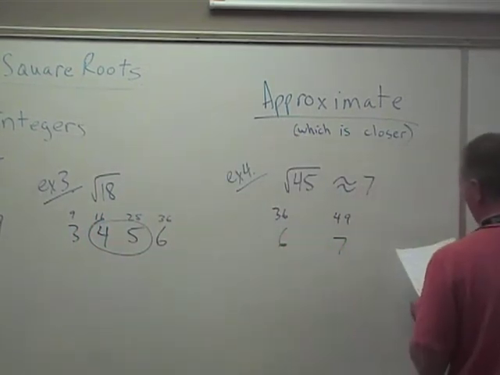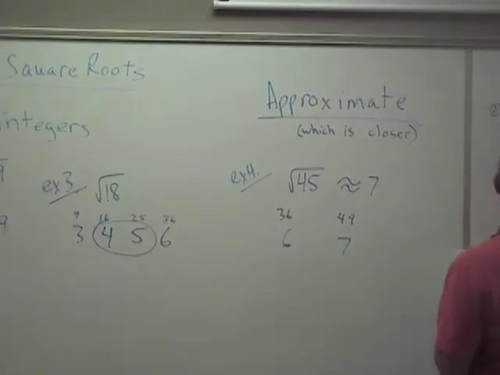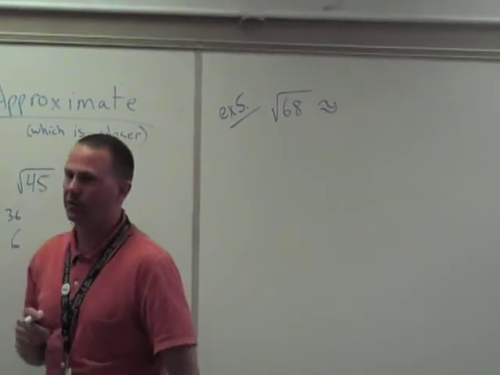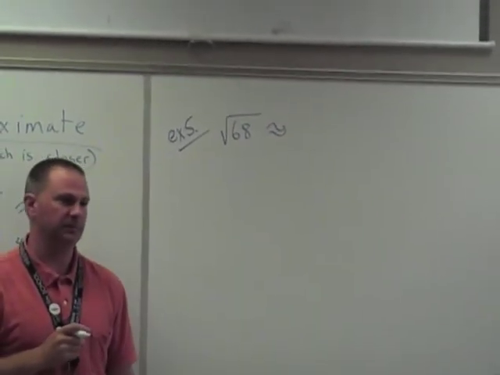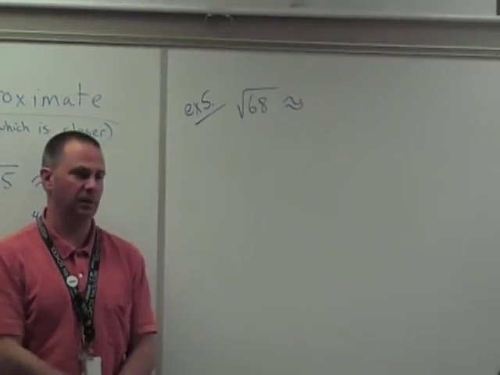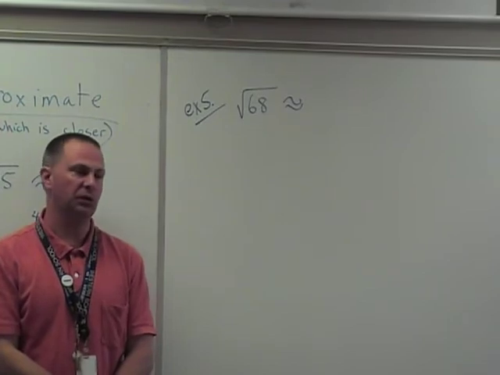Alright. Example 5 then. Everybody approximate this. Square root of 68. 8, 9. Bethany, go ahead. Now which one is it closer to?